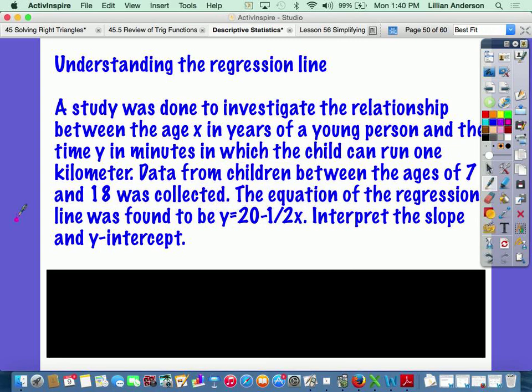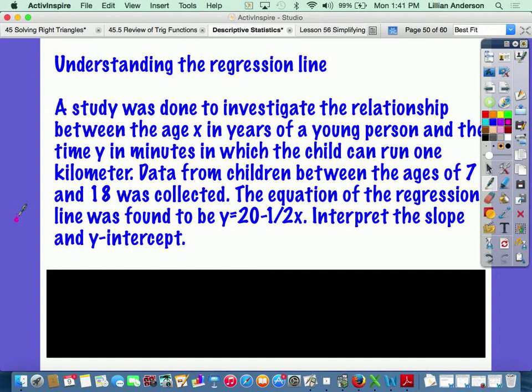To interpret the slope, we're going to have 3 examples of these, okay? The first 2 are on your paper. The third one is just another one to make sure you guys can do this, okay? It says a study was done to investigate the relationship between the age x in years of a young person and the time y in minutes in which a child can run 1 kilometer. Data from the children between ages 7 and 18 were collected. The equation of the regression line was found to be y equals 20 minus 1/2 x, slope-intercept form. Interpret the slope and the y-intercept, okay?